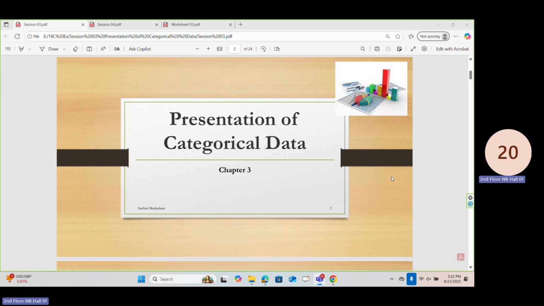Today we move into how to present categorical data. Categorical variable means what? Give me another name for that. We discussed it in the last session. What are the main two types of variables? Quantitative and qualitative. Which one is the categorical variable? Qualitative. Qualitative variables cannot be measured numerically. They consist of categorical responses.